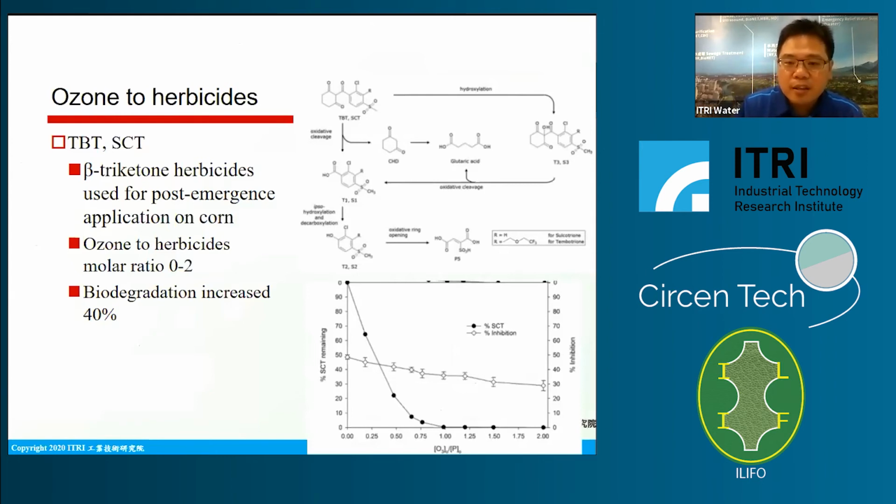and it is the beta tone herbicide used for post-emergence application on corn. With the ozone to herbicide molar ratio from 0 to 2, and with the increase of the ozone loading to 0.5 to 0.75, the SCT decreases, transferring to other byproduct compounds, and then decreases slowly with inhibition around 40%. So it means that we decrease this kind of herbicide, but the residue still has some inhibition, but we did decrease the inhibition percent.